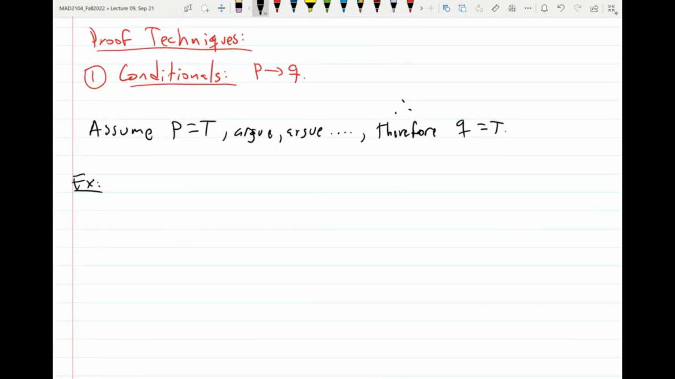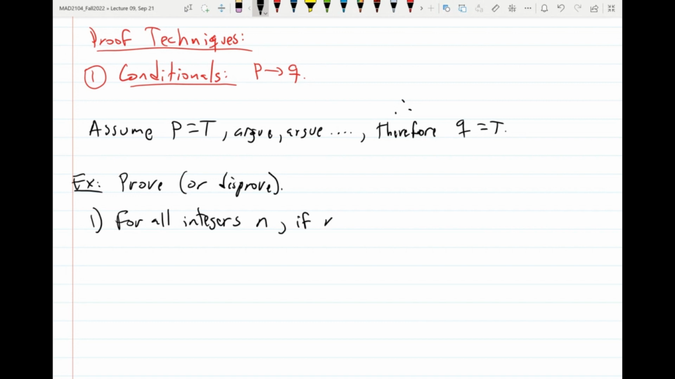Examples. Prove or disprove the following. For all integers n, again, these are going to be very easy questions, okay? But the idea is to get the format down. If n is even, then n squared is even.